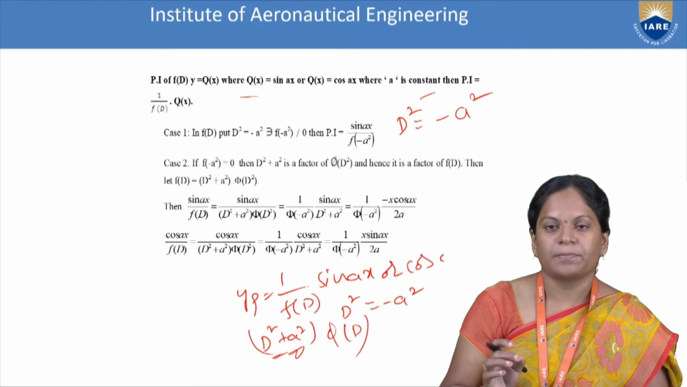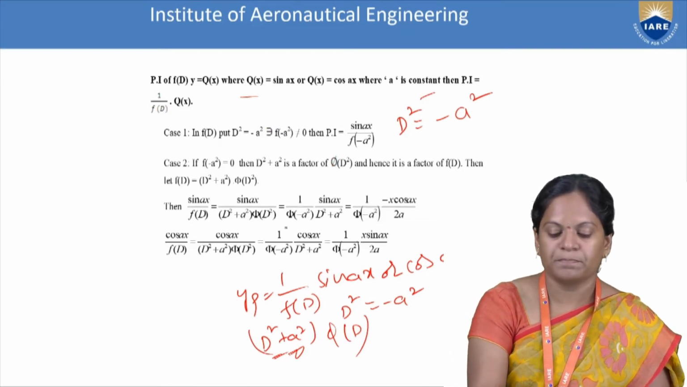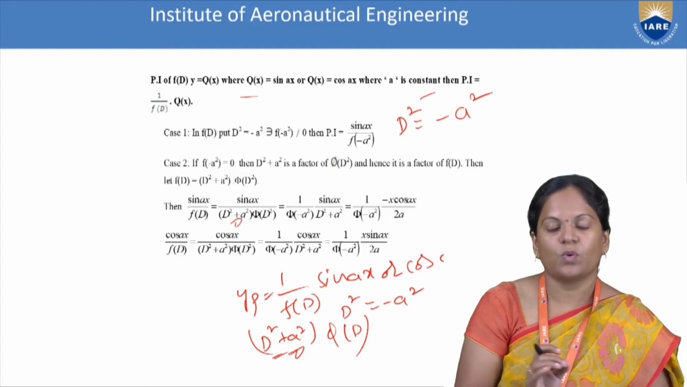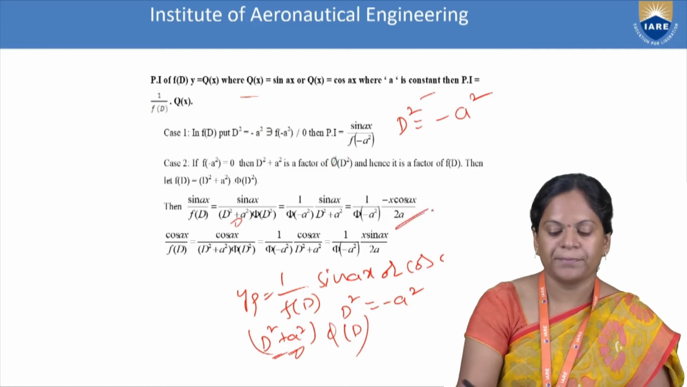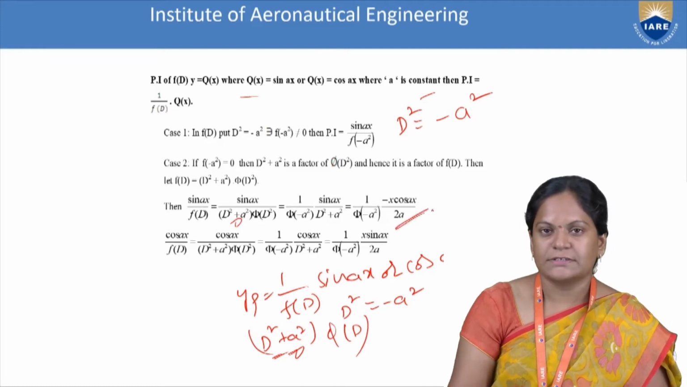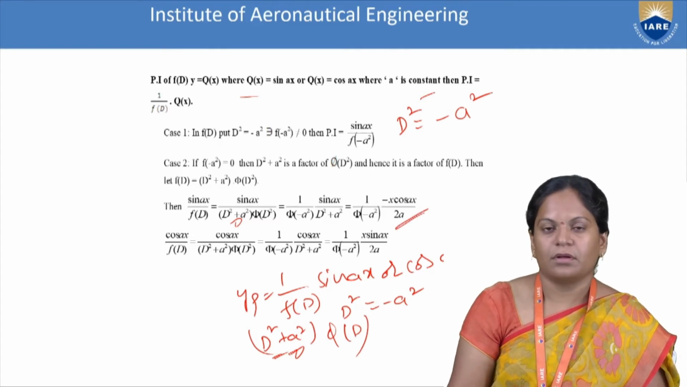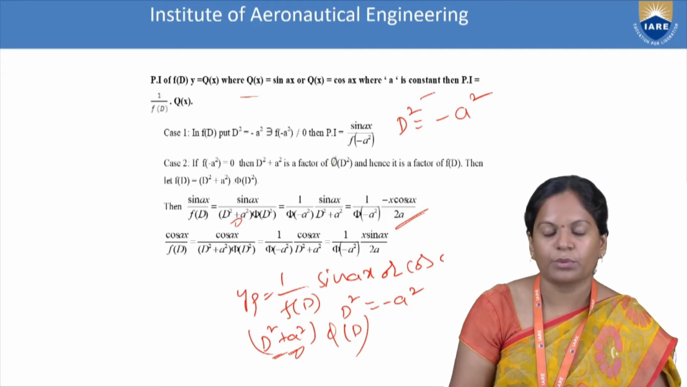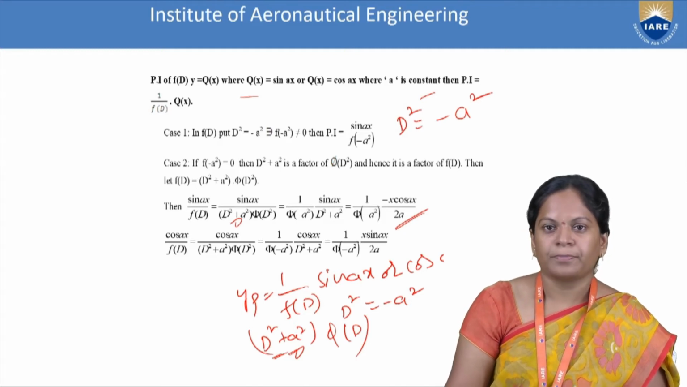In this case, if we take d square equal to minus a square, the denominator becomes 0, which is not valid. The case fails. So we have a direct formula, that is minus x by 2a cos ax. This is the general formula we have to remember. If it is sin ax by f of d square and the denominator value is equal to 0, we have the direct formula minus x by 2a cos ax.